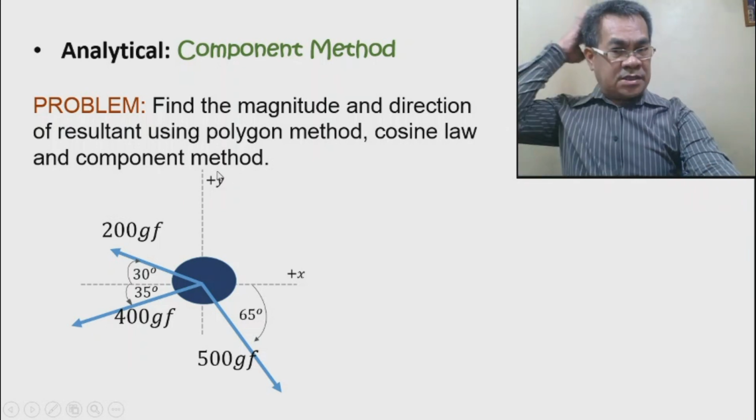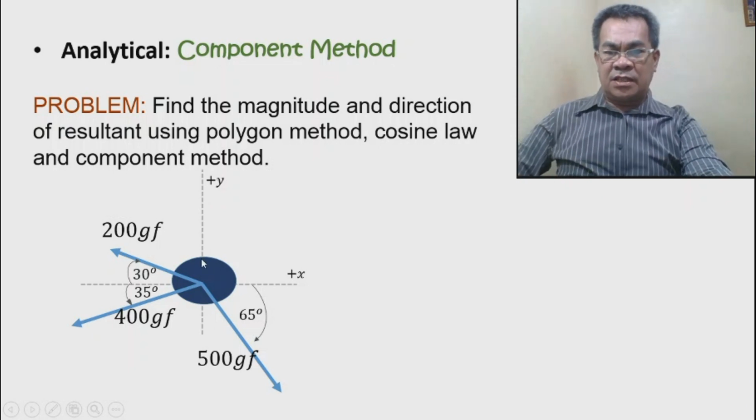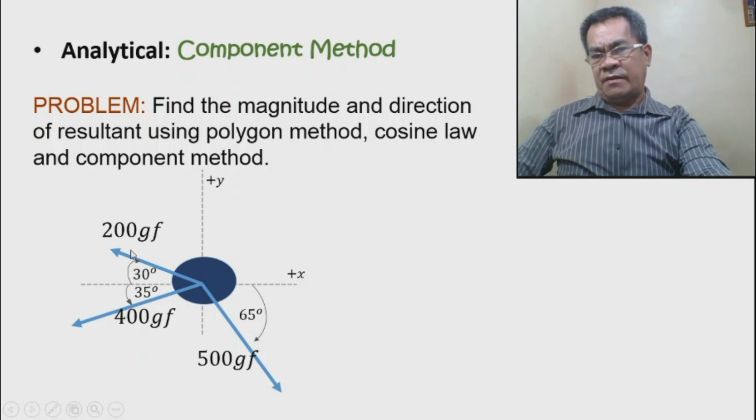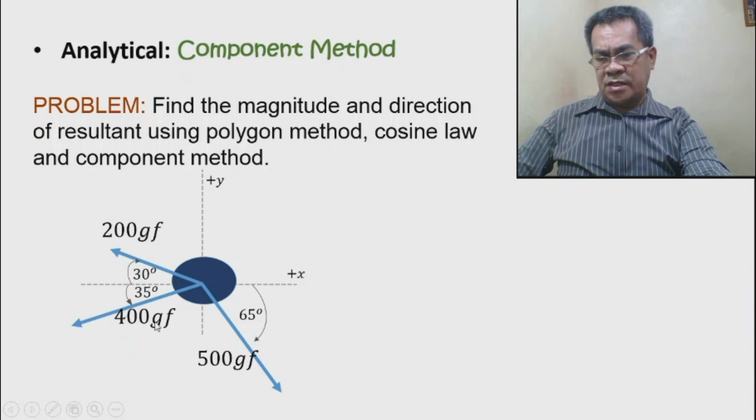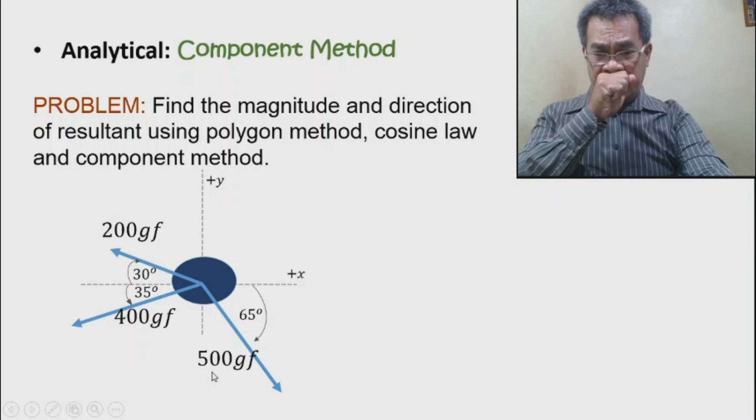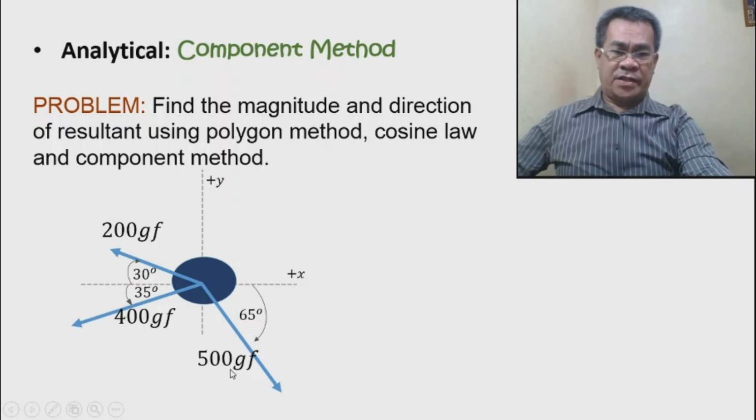Okay, so step 1. Step 1 is to resolve the forces into components. We have a force of 200 gram force, with the direction 30 degrees from x, while we have another force of 400 gram force at 35 degrees. Then we have 500 gram force at 65 degrees. So the 200 is located in the second quadrant, the 400 is in the third quadrant, while the 500 is located in the fourth quadrant.